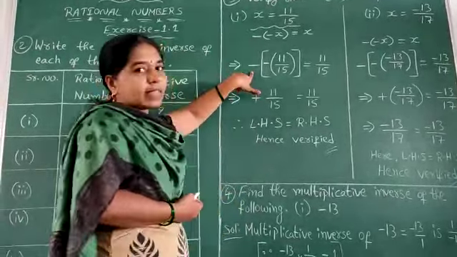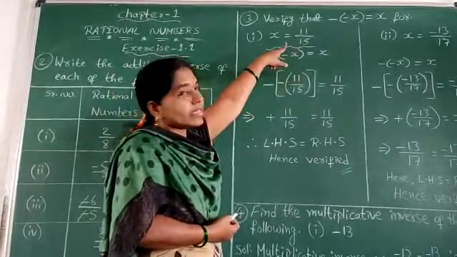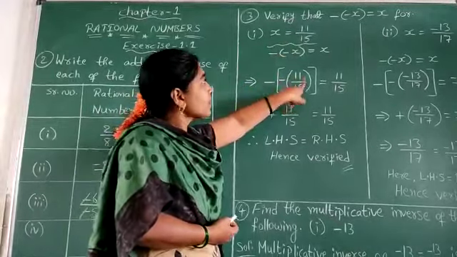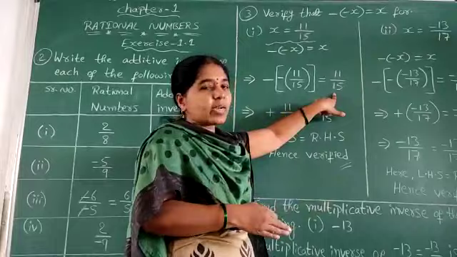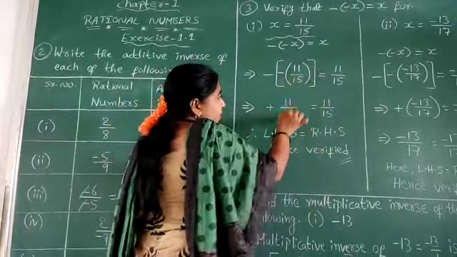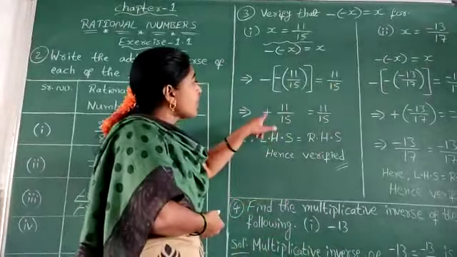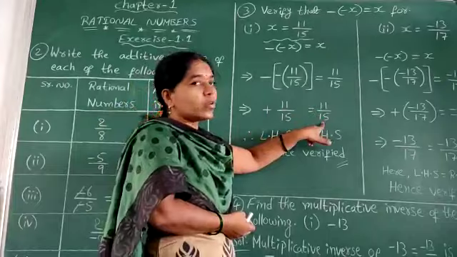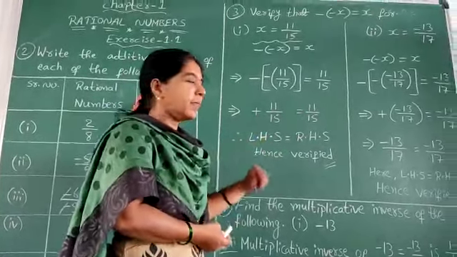Here minus they have given in the question itself, one more minus they have given, and x value is 11 by 15. Write it. And again is equal to x we have. Same as it is, x value, write down. Now observe minus into minus is plus, 11 by 15 as it is. Right hand side 11 by 15 we have, write down. Plus 11 by 15 is equal to 11 by 15. Therefore, LHS is equal to RHS, hence verified.